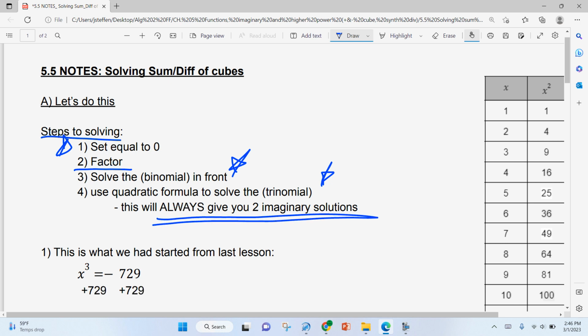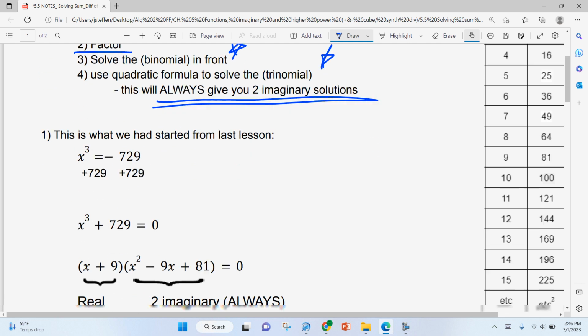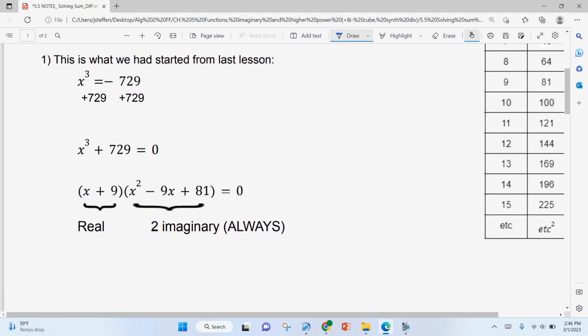Now, really, these problems are a little bit longer. They take a little bit of time, but in my opinion, the hardest part is doing the quadratic formula. So this is the first one that we talked about in the last lesson. We set it up, but we didn't actually solve it. So we have our equation here. We got it equal to 0. That was step 1, and then we factored it. When we factor it, we have the binomial up front, and this is then the trinomial.